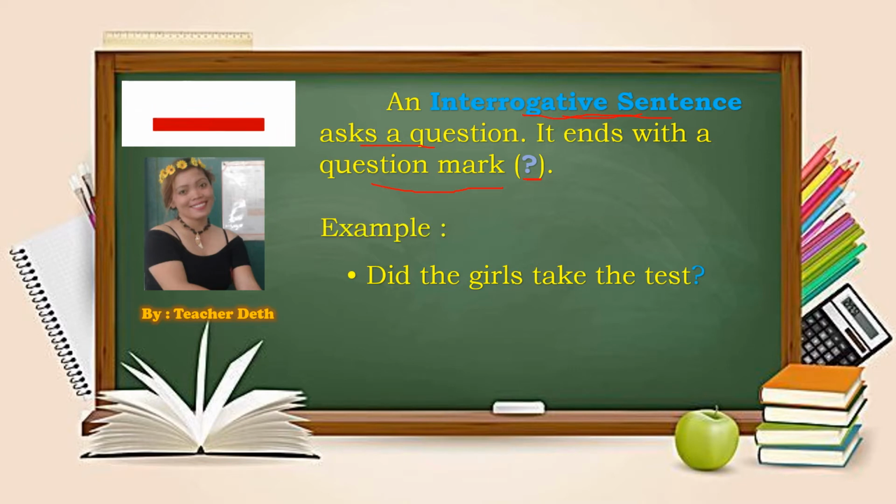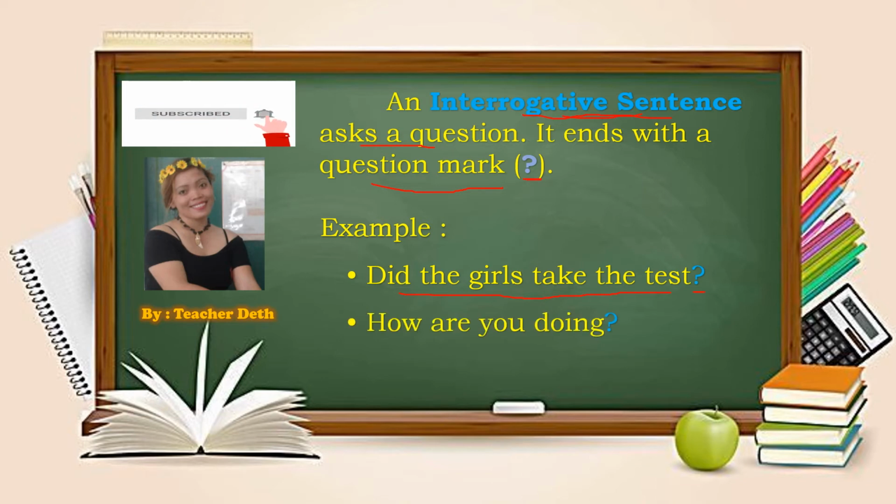Examples. First: Did the girls take the test? Again, did the girls take the test? So you are asking here, right? Since it is asking, the punctuation that we are using at the end is a question mark.